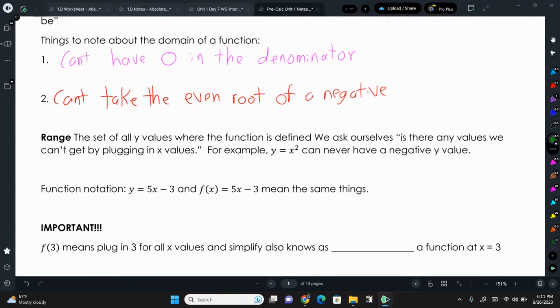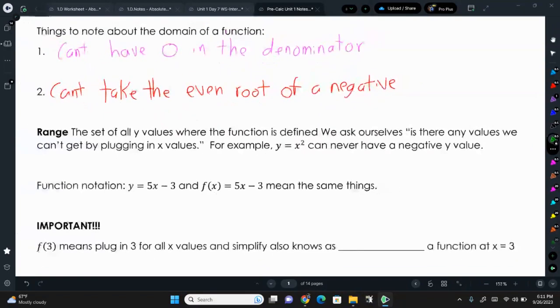Range is the set of all y values where the function is defined, and we ask ourselves, are there any values we can't get by plugging in x values? So we plug in all these x values and we can't get certain y ones. For example, y equals x squared: we can never get a negative y value if our function is just y equals x squared, because no matter what number I plug in for x, we're not going to get a negative answer. So that's what we have to think about with range.